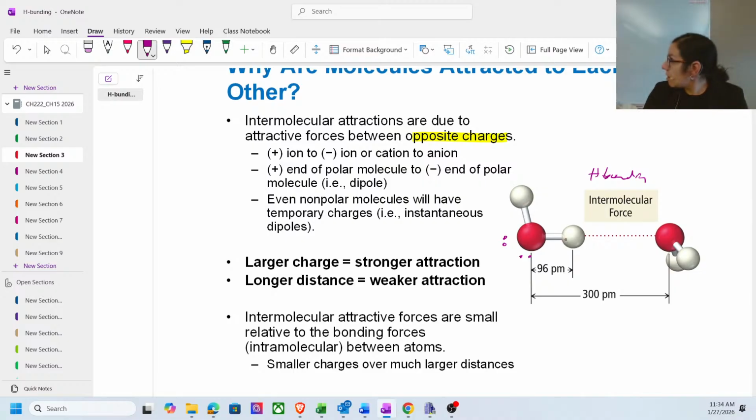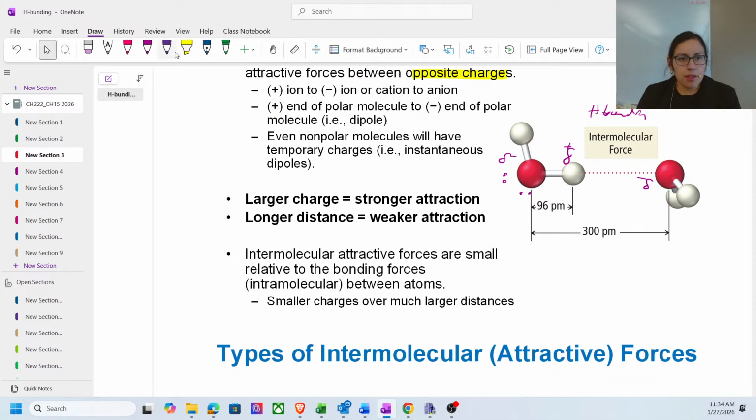But essentially our hydrogen here is stripped of most of its electron density, leaving it with this partial positive, and our oxygens, right, carry our partial negative. And then we can see how our hydrogen orients with our other negative side. And so again, this is our intermolecular attraction between these two.